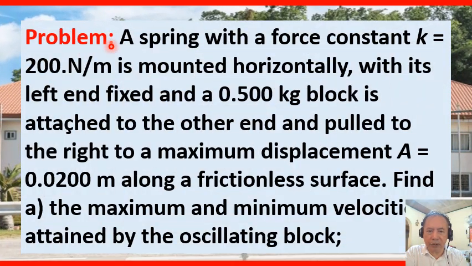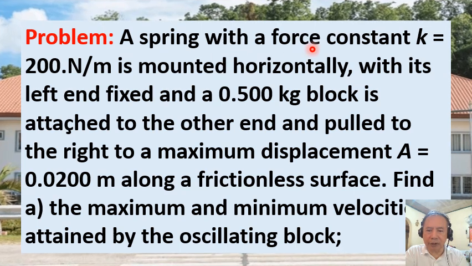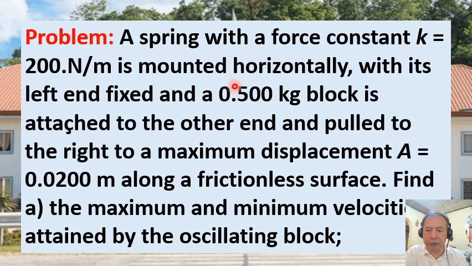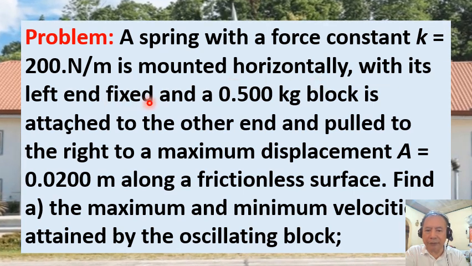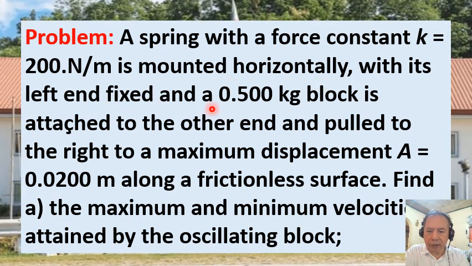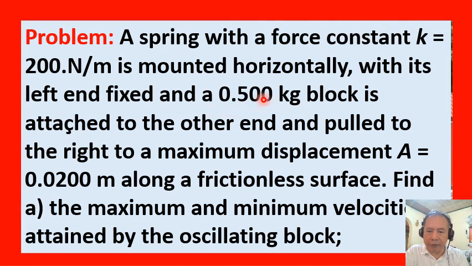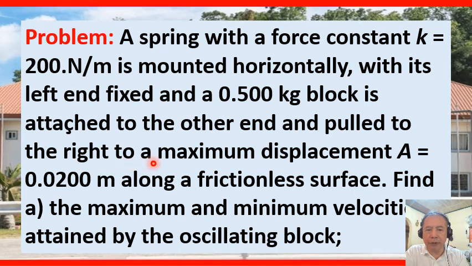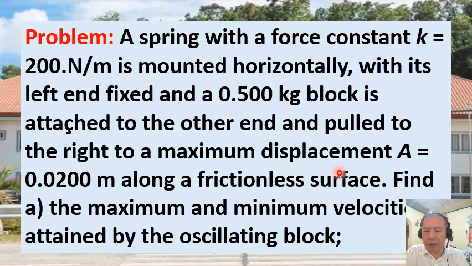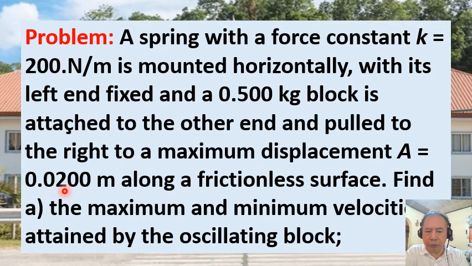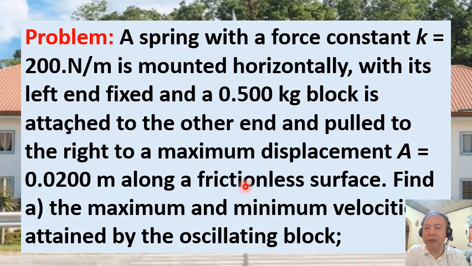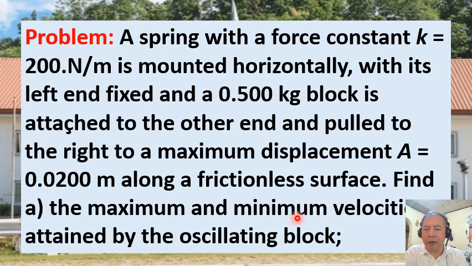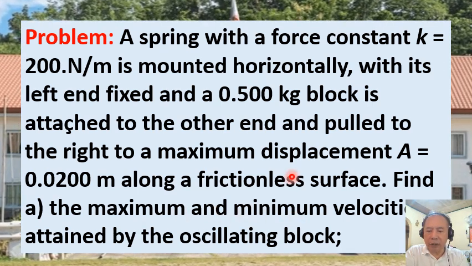The problem: a spring with a force constant k equals 200 N/m is mounted horizontally with its left end fixed, and a 0.500 kilogram block is attached to the other end and pulled to the right to a maximum displacement A equals 0.0200 meters along a frictionless surface. Part A: find the maximum and minimum velocities attained by the oscillating block.